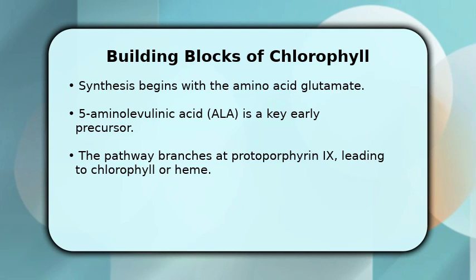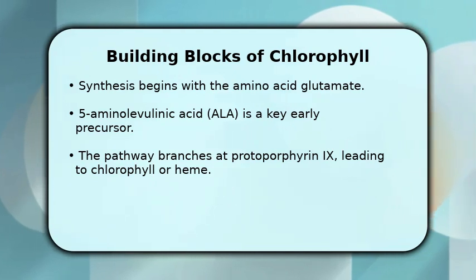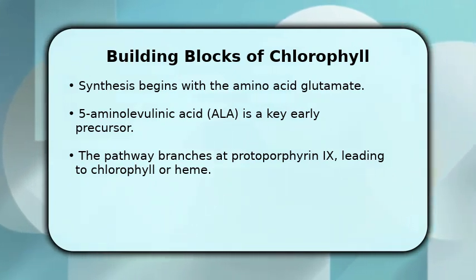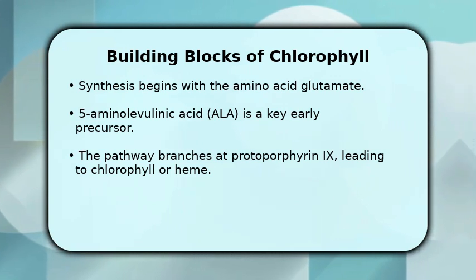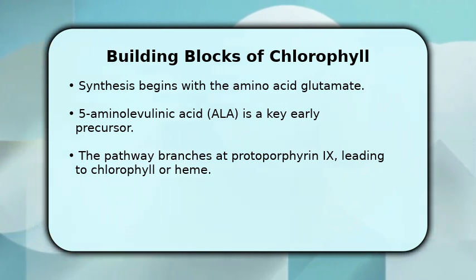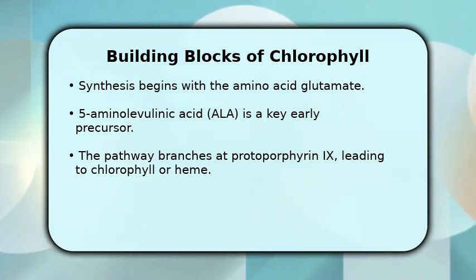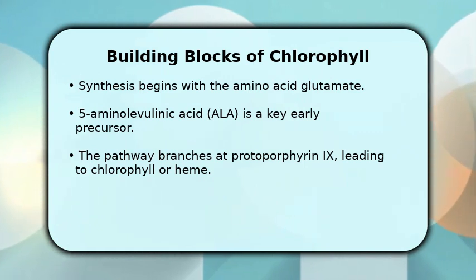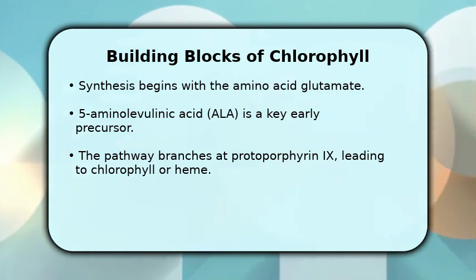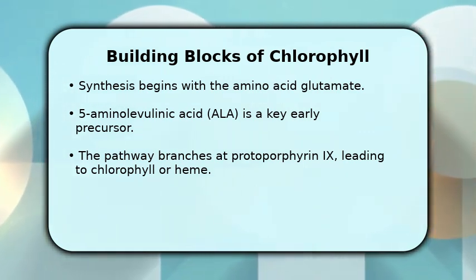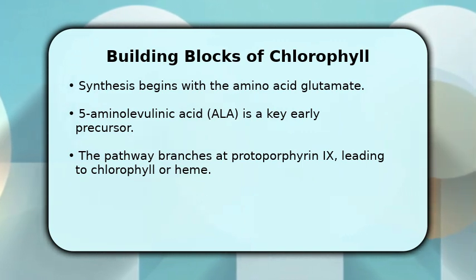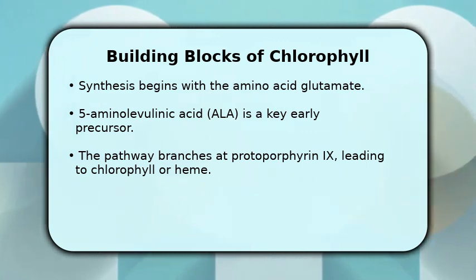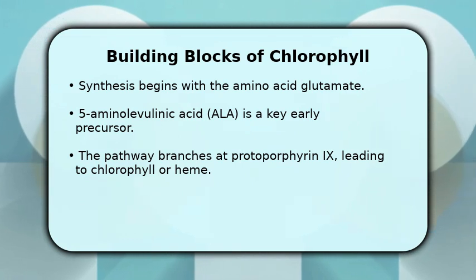The journey to create chlorophyll starts with a common amino acid, glutamate. From there, a crucial early intermediate called 5-aminolevulinic acid, or ALA, is formed. The pathway then progresses through several steps, eventually reaching protoporphyrin IX. This is a significant branching point, as the molecule can either continue towards chlorophyll synthesis or be diverted to form heme, another important biological molecule.